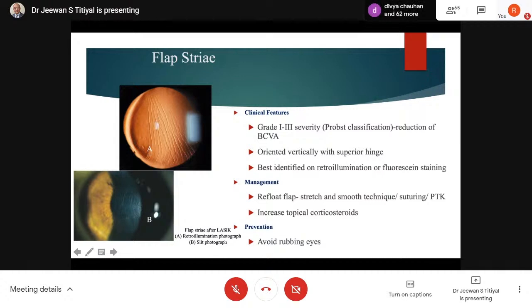If it is severe, hampering visual acuity, then you have to take the patient to the OR and relift it and reflatten it by ironing the entire flap. If it is more than 1 day old, then you have to remove the entire epithelium, because epithelium will go into these grooves. So unless you remove the epithelium, the flap cannot be ironed out.